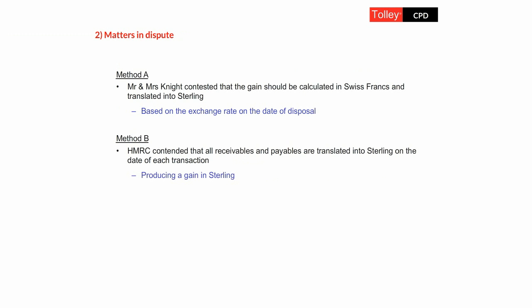So what Mr. and Mrs. Knight was saying is that you do all the calculations in Swiss francs, and that works out the gain, and it's the gain you translate back into sterling at the date of the disposal. Whereas HMRC say, no, you compute the whole calculation in sterling by translating each individual line item based on the exchange rate relevant at the time of that transaction, and that produces you a gain in sterling.